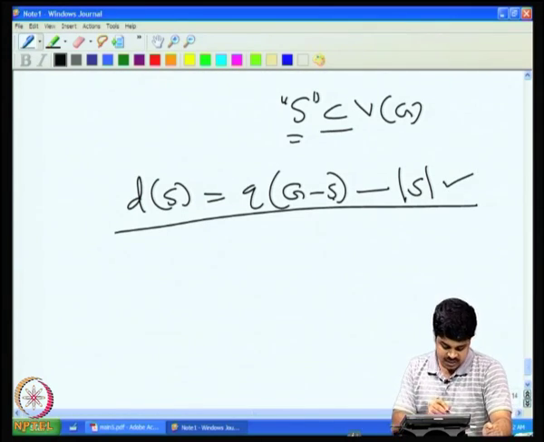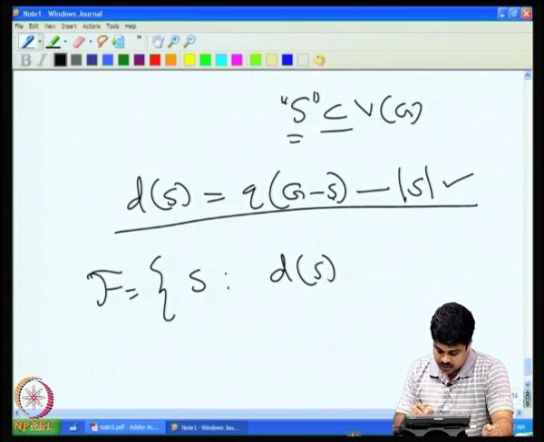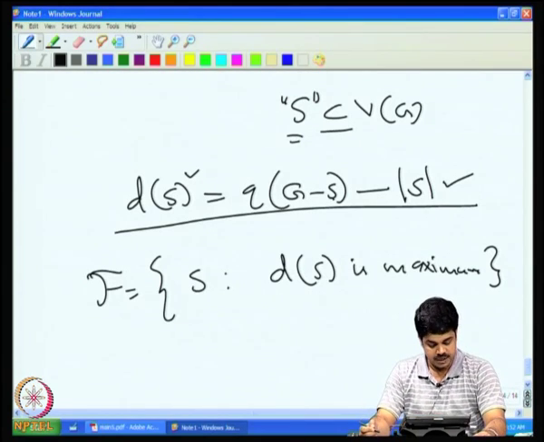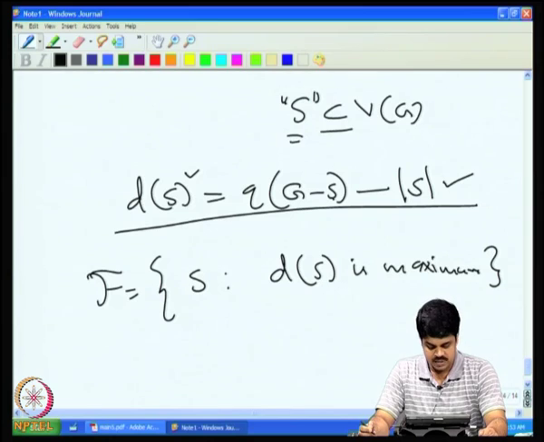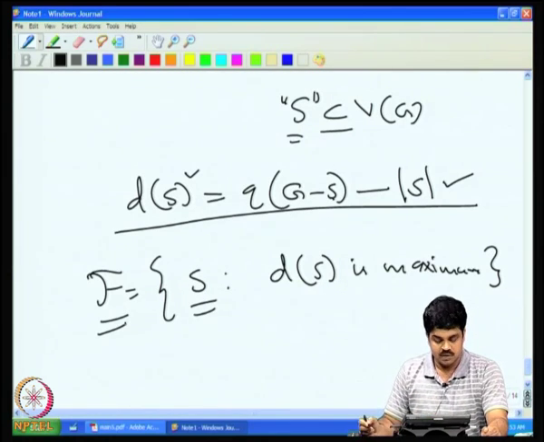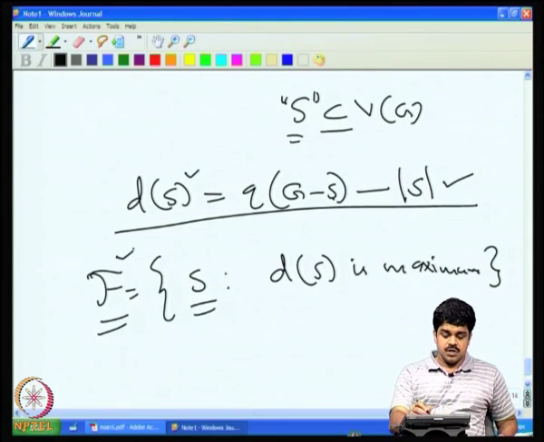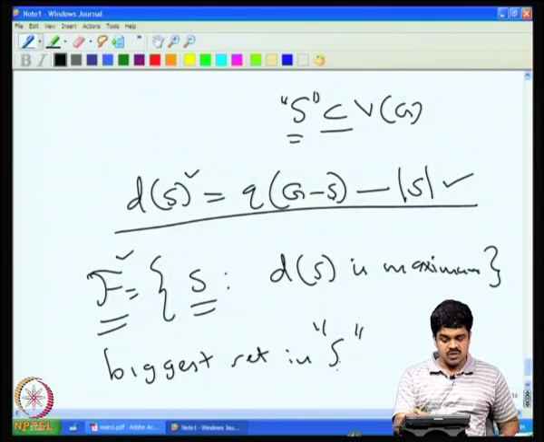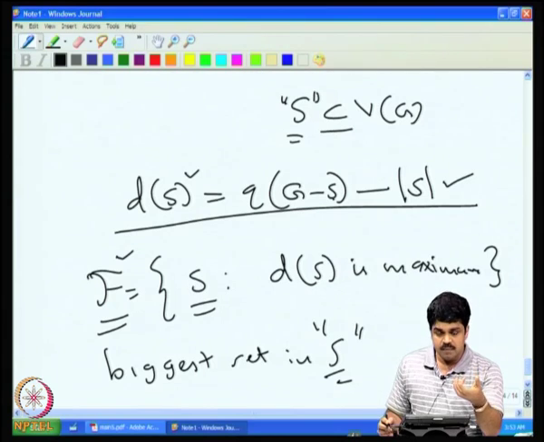Now, let F be the set of sets such that D of S is maximum possible. What do I mean by that? For each S you get a value of D of S, and you can see which S has the biggest D of S, but it need not be a unique set. There can be several sets with the maximum possible value of D of S. We collect those sets in F; the set of sets is called F. Now, among all the sets in F, you can pick the biggest set. This also need not be unique, but we can take one biggest set from F.